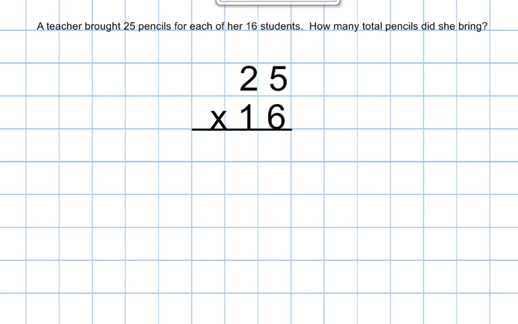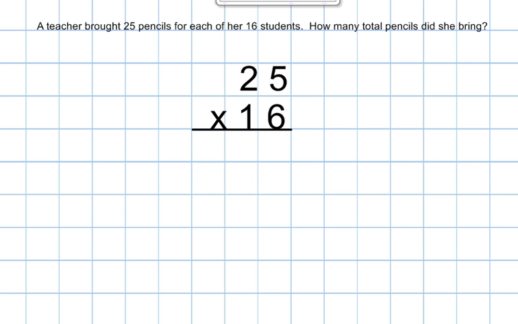Let's do another one. A teacher brought 25 pencils for each of her 16 students. How many total pencils did she bring? You can see I set up the problem once again, and maybe you notice the grid lines behind it, because we're going to use graph paper the first few times to go through this concept, just to make sure our place values are lined up nice and neat, because if you make that mistake, there's going to be a lot of problems as you're solving this. So you definitely want to make sure everything is neat and in line.